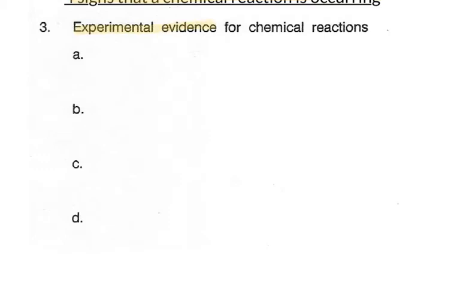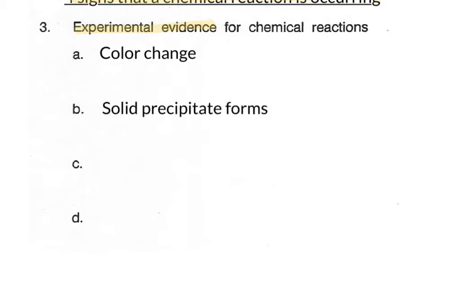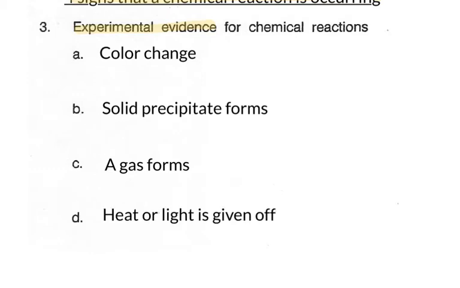Number 1, we can have a color change. Number 2, a solid precipitate can form. Number 3, a gas can form. And number 4, heat or light is given off or absorbed. You should definitely know these 4 signs of chemical reactions. Let's delve into each of them more specifically.